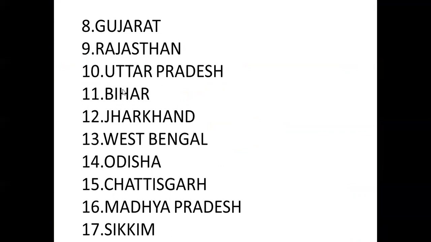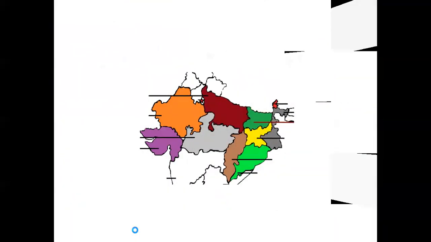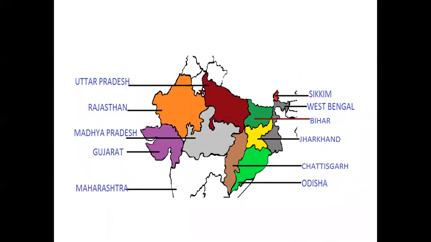Actually, Bihar and Jharkhand were together. They were also divided. West Bengal, Odisha, Chhattisgarh, and Madhya Pradesh. Madhya Pradesh got divided into Chhattisgarh and Madhya Pradesh, and Sikkim. So we will see where to mark that. So this is the original size of the map. In the next slide I have zoomed it a little bit so that it will be easier for you to locate.